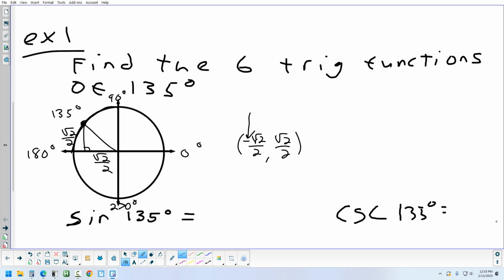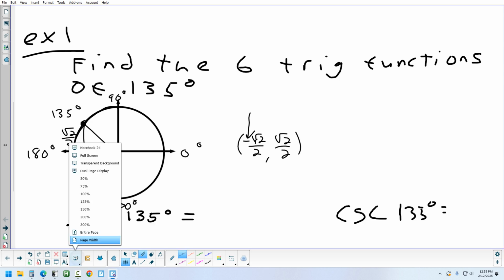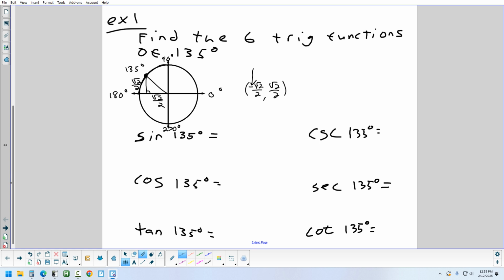Let's start with the sine. What's going to be the sine of 135? Square root 2 over 2. What about the cosine? Negative square root 2 over 2. Yeah, it's the x value, which is negative root 2 over 2.